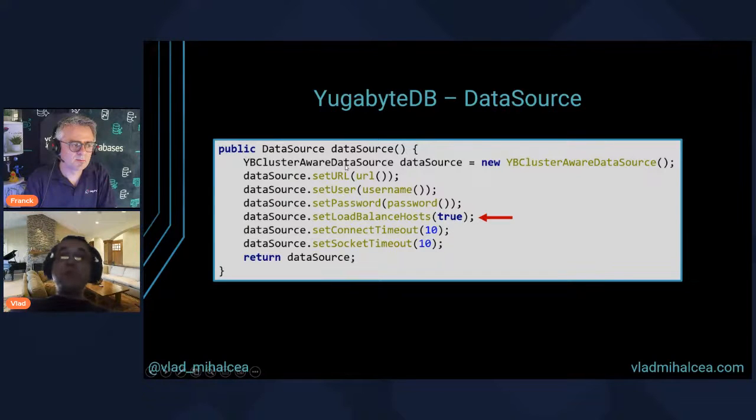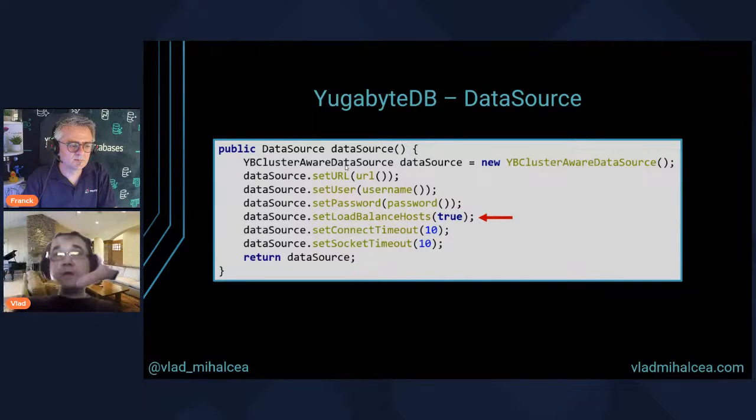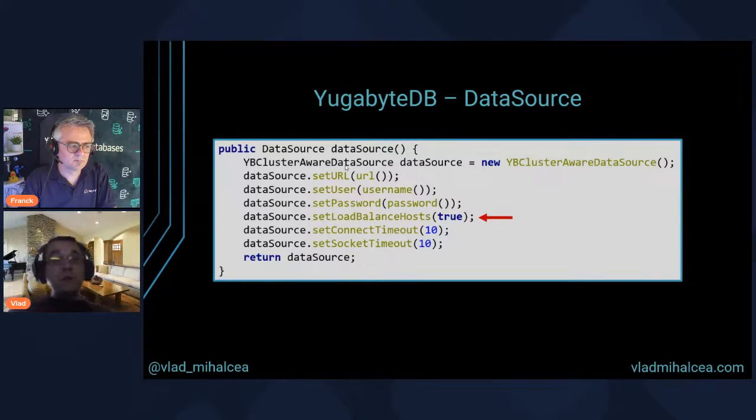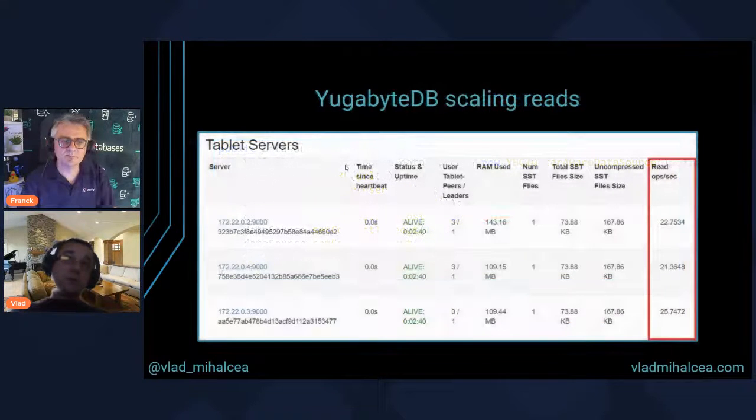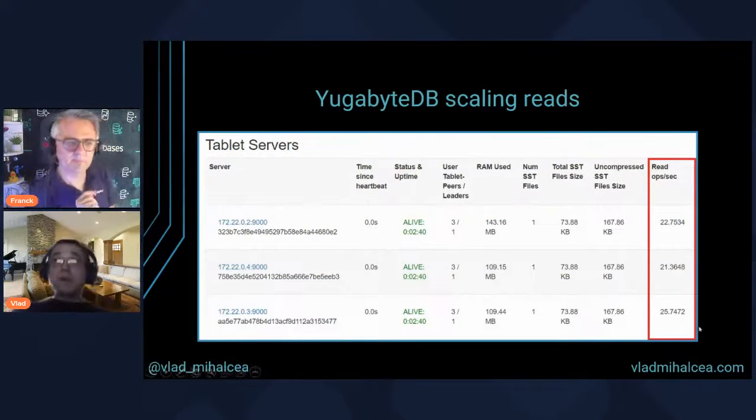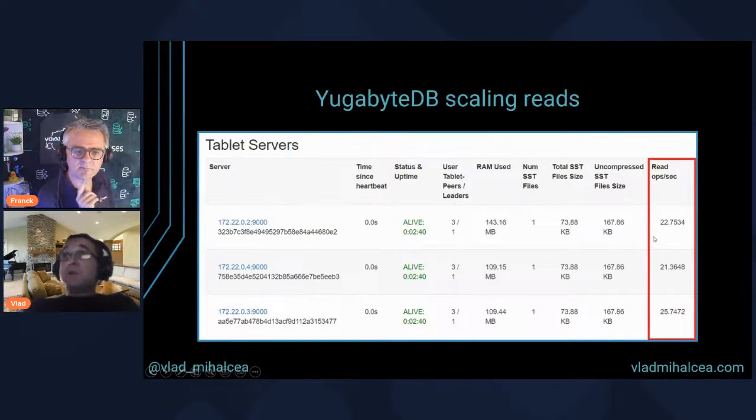This YugabyteDB driver, which extends the Postgres driver, allows us to load balance. Because we have this cluster of multiple nodes, when we have an application that is running, we want to automatically route our transactions to all the nodes in our cluster. Because if we do that, then we are going to see that all the nodes are going to accept read and write operations.